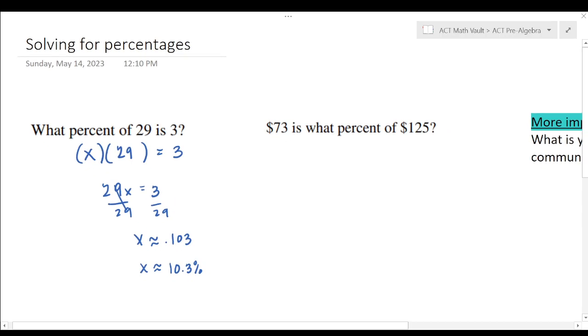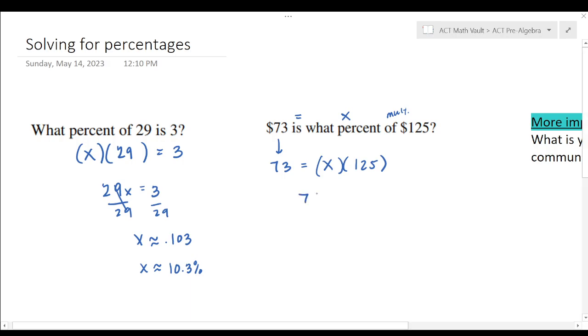Let's do another one, and I'll be a little bit more explicit about the translation from the words into an equation. So 73 comes down in that 73 is equal sign. What percent? X. Of, multiply. And then the 125. So I think this is the fastest way. Feel free to use a proportion. You'd get the answer just the same.